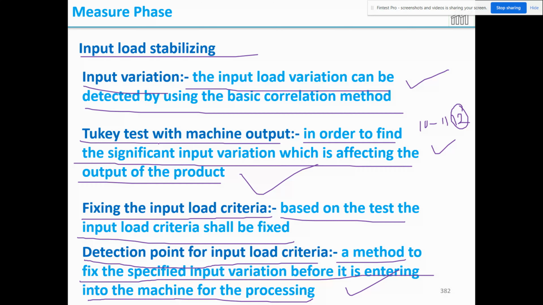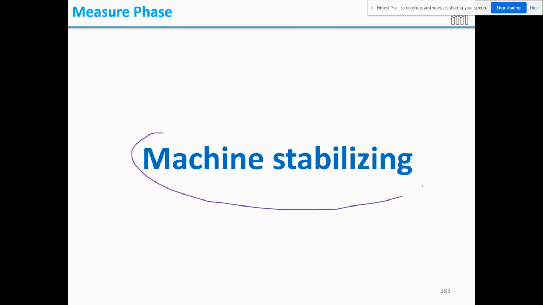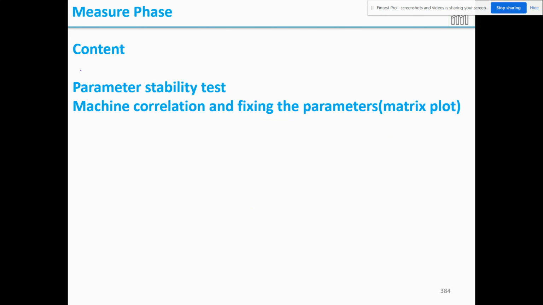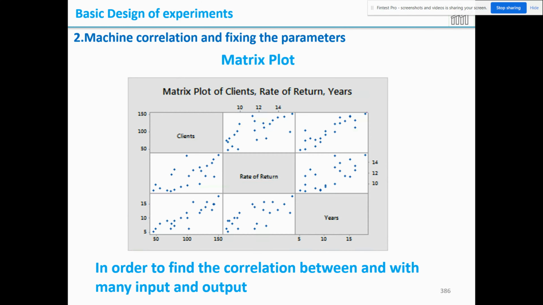Then this is an input load stabilizing. Okay. So next one is machine stabilizing. In machine stabilizing we do parameter stability test, then machine correlation and fixing the parameters using matrix plot. So as I discussed earlier, parameter stability test we have to do that should be less than 10 times the least count of the jumping variation of the parameter, and the actual input parameter should have consistency for every shot. Then we can say the input parameter is stabilized.